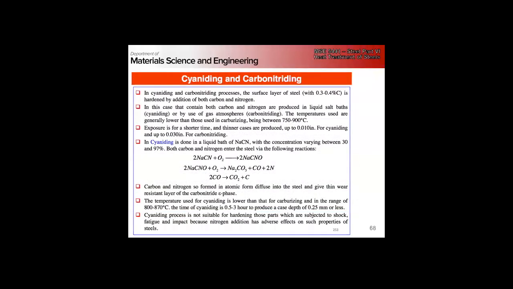If you look at the temperatures, 750 to 900, this is done in the austenite regime, right? So this is above the austenite temperature for cyaniding and carbonitriding.